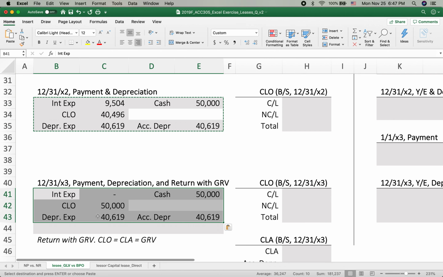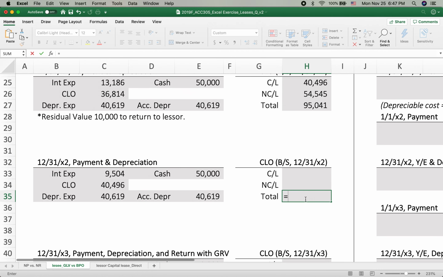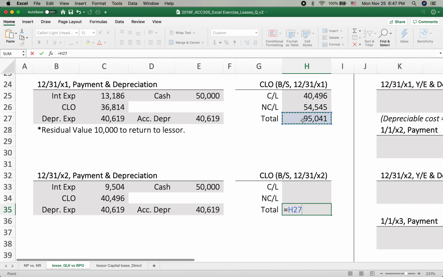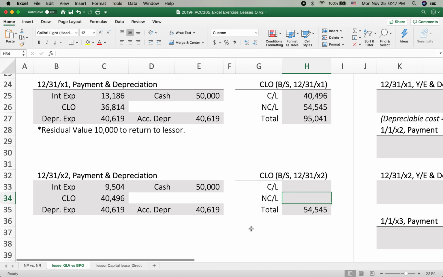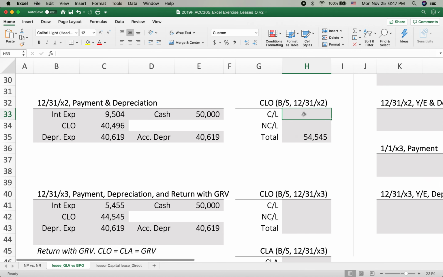Okay, then one step further, the same way, we pay $50,000, the third payment. Then, before jumping into this, we should calculate the total capital lease obligation: the previous balance minus the capital lease obligation, the pure obligation principal part. So $54,545. Then what is the capital lease obligation on the current liability part? Is this? I don't think so.